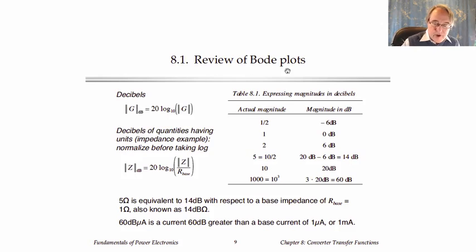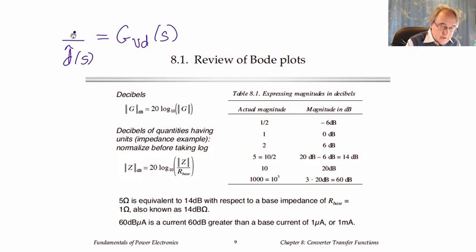So a Bode plot is a log frequency response plot of a transfer function. If we have a transfer function, like for example, we talked last week about the control to output transfer function, GVD of s, which was the transfer function from d hat of s to the output voltage, v hat of s.